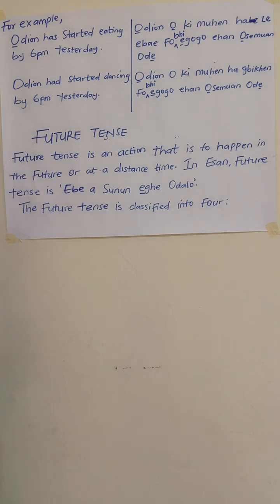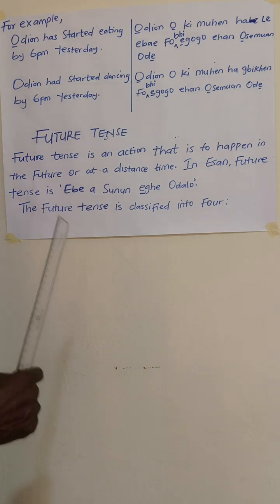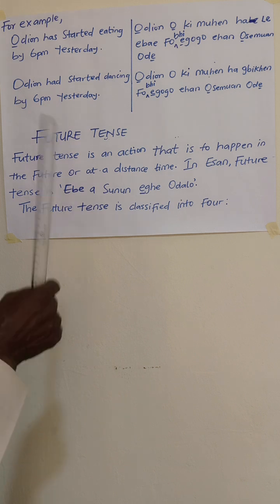Now let's look at the future tense. The future tense is an action that is to happen in the future or at a distant time.